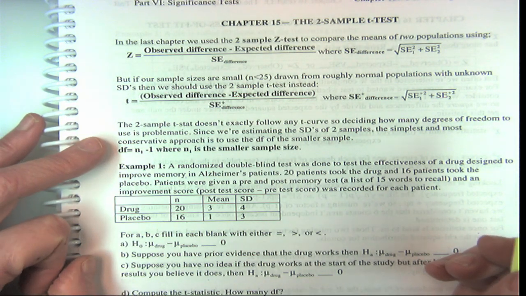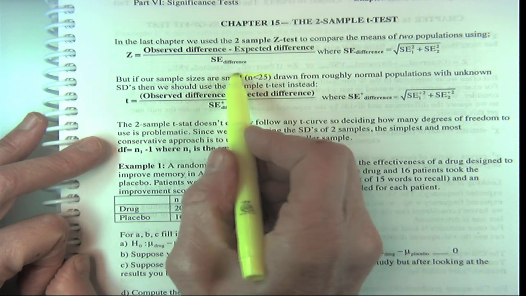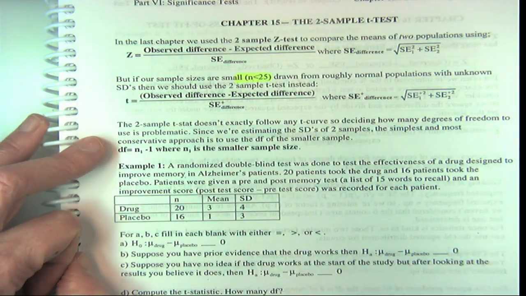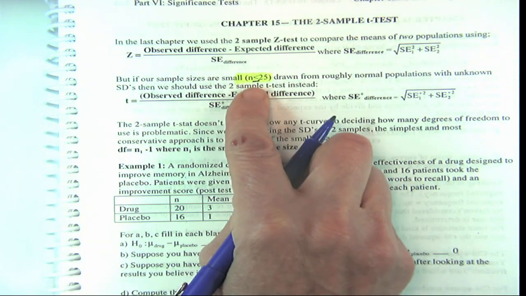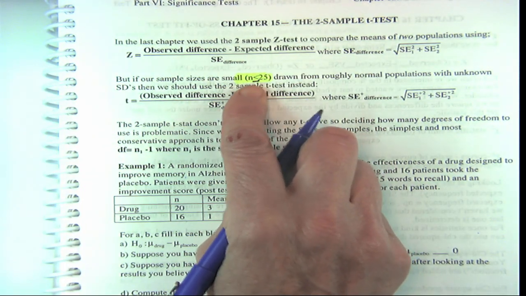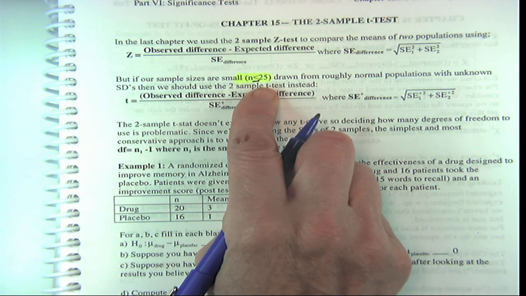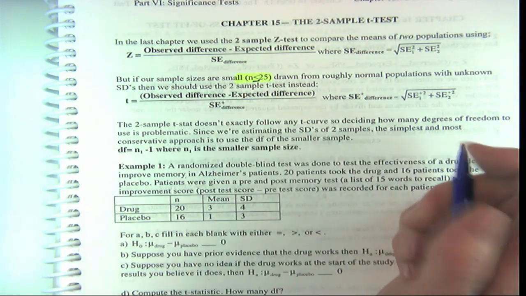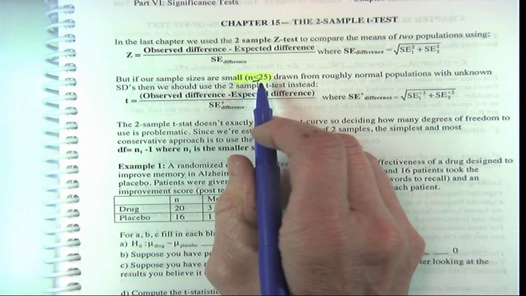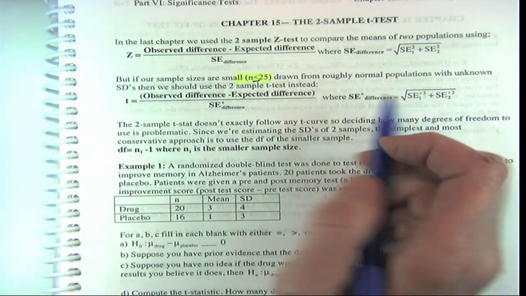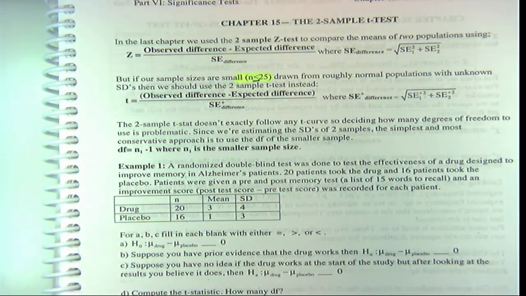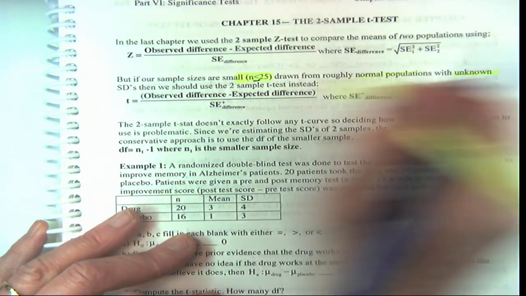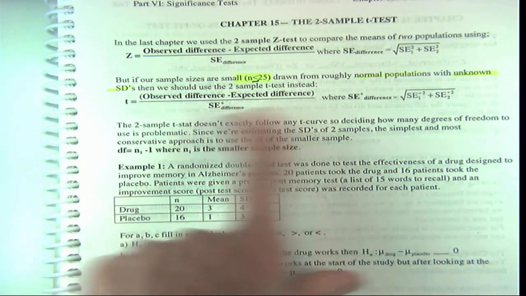If our sample's small, and I told you for the purposes of this class, less than or equal to 25, but sorry, I just wrote less than 25. I'll specify on the exam if I gave you one that was 25 exactly. Okay, and from roughly normal populations, an unknown sigma. Okay, so those three conditions.